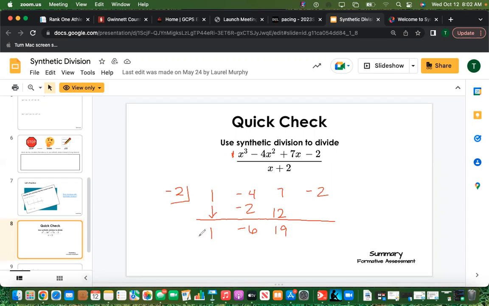And then multiply. So that negative 2 times 19. And then add. Remember, we're going to take 1 off the exponent. So that's going to be x to the second, then x. And then this is our remainder. So we're always going to put it over whatever we just divided by.